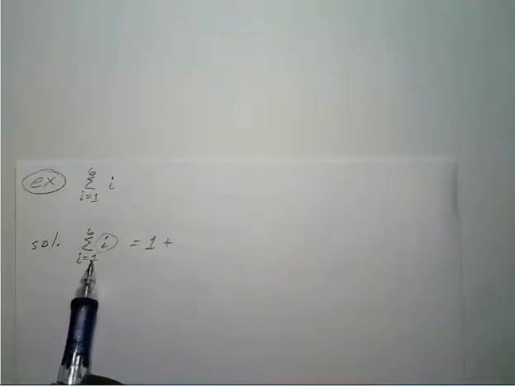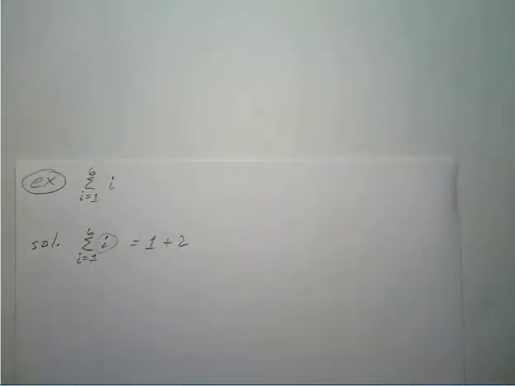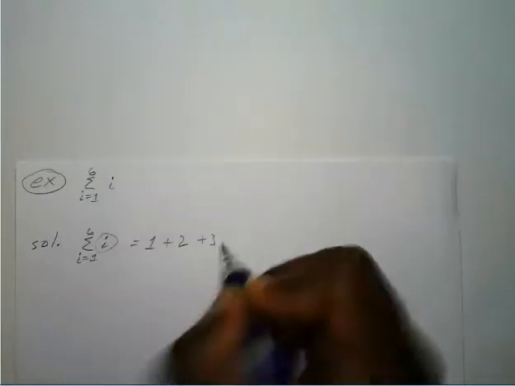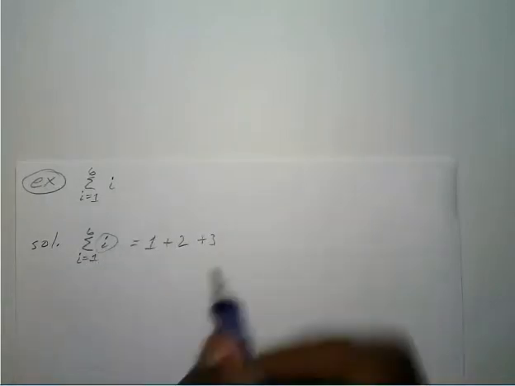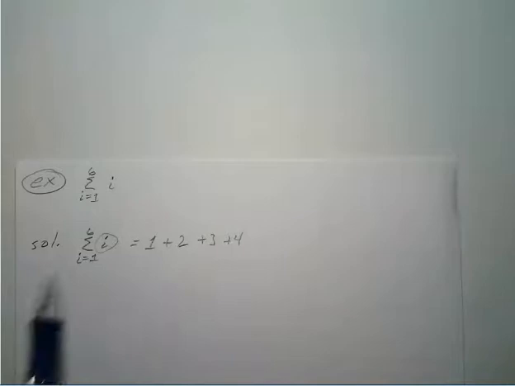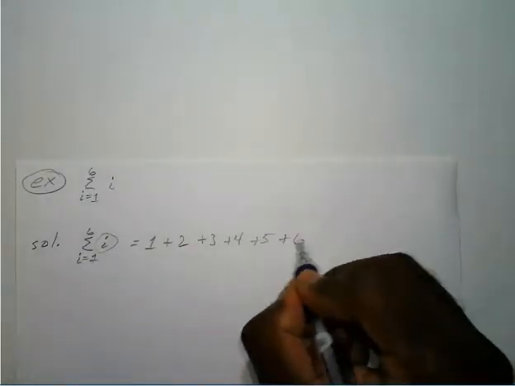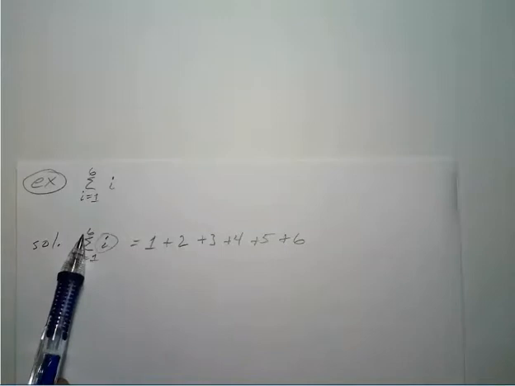Okay, now you're going to move up one whole number and replace that i with 2 and add it. You're going to move up another whole number and replace that i with 3. Then move up another whole number, replace that i with 4, then 5, then 6. And there you're going to know you're supposed to stop because your 6 is your upper bound. So you're going to start at 1 and stop at 6.